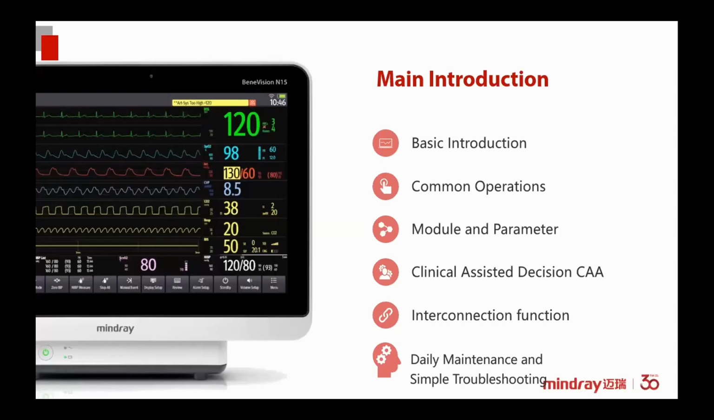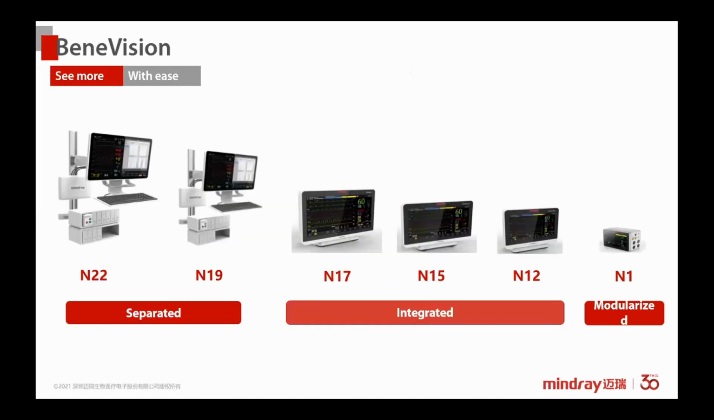Today, we will start from the following 6 aspects: the basic introduction, common operation, module and parameters, clinical assistance decision, CA function, also the interconnection function, and the last part is the daily maintenance and some simple troubleshooting, also some case sharing, okay? First, let's start with the whole system.